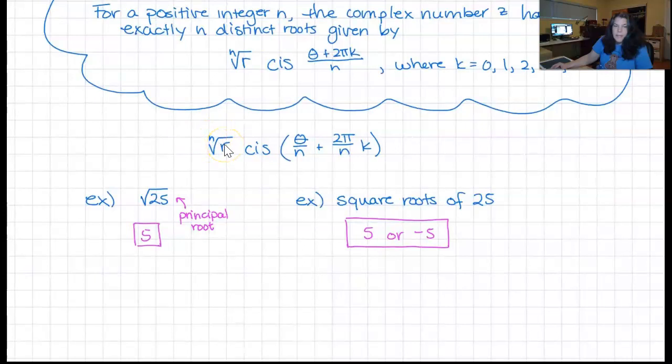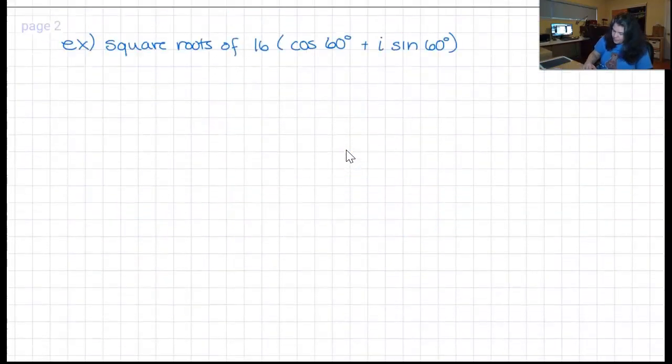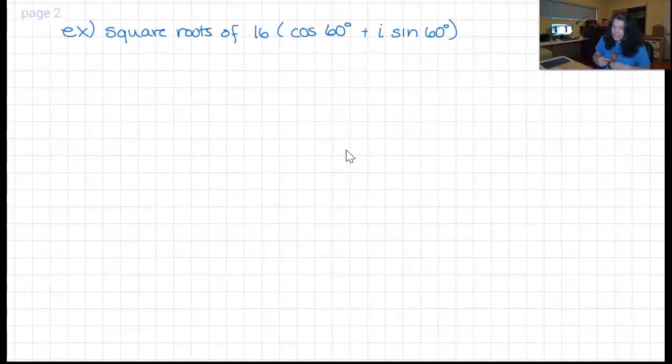So we have that. And then I like to find these two pieces here. I like to find theta over n, so where am I starting? And then I find 2 pi over n, what am I going to add each time? And then I can write my answers down really easily. This first example, because it's just dealing with square roots, isn't going to be very exciting, but when we do other examples, it'll make more sense. So back over here to this problem.